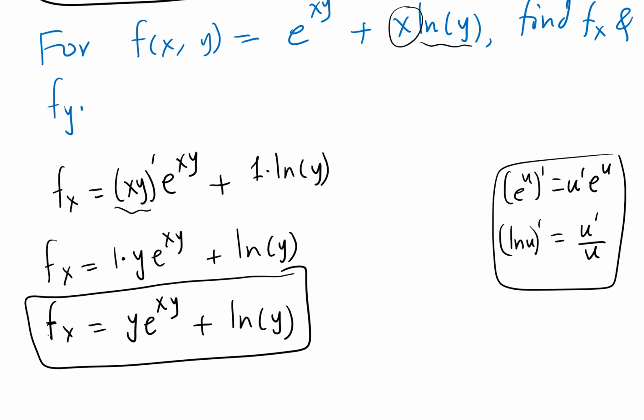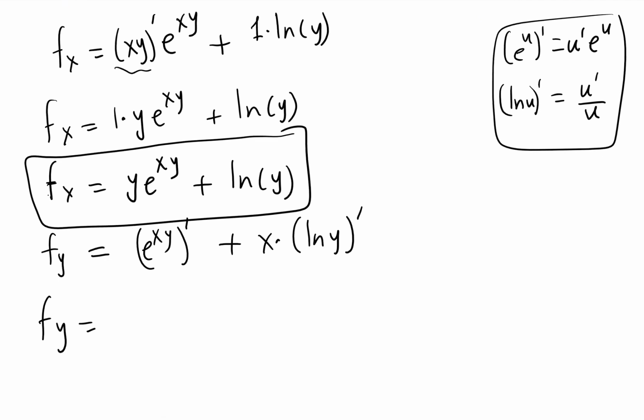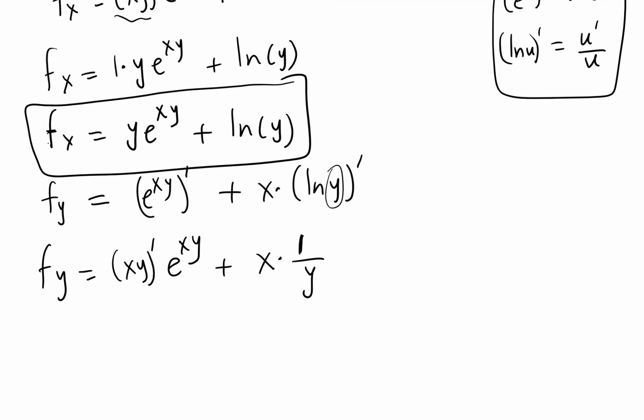We need to do the same thing for f sub y. F sub y, the derivative of this plus x is a constant, derivative of natural log of y. So what does that give us? Derivative of xy times itself plus x times derivative of natural log of y based on the formula is the derivative of y, 1, over itself. So what do we get here? When finding the derivative of xy with respect to y, x is a constant, derivative of y is 1, so this stays the same. This is x over y.